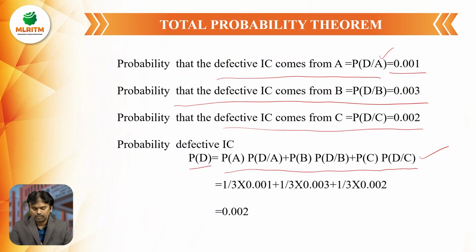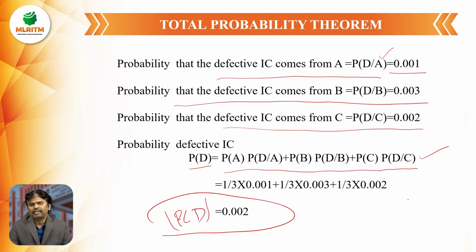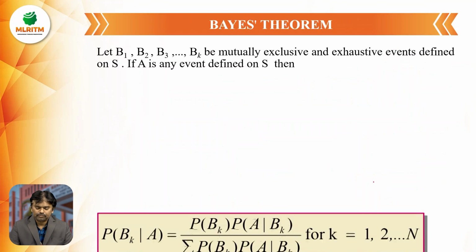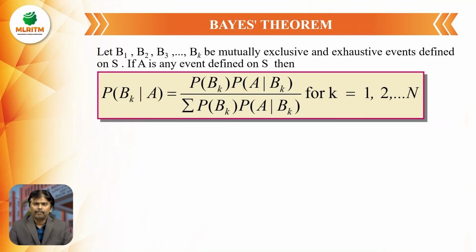After substituting all those values, I will find the total probability of a defective IC from any one of the sources A, B. So this is how I solved this problem using the total probability. Next, coming to the Bayes theorem.